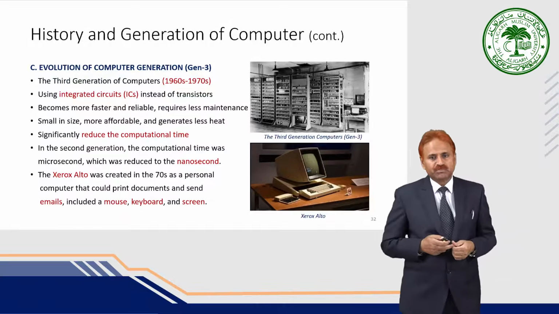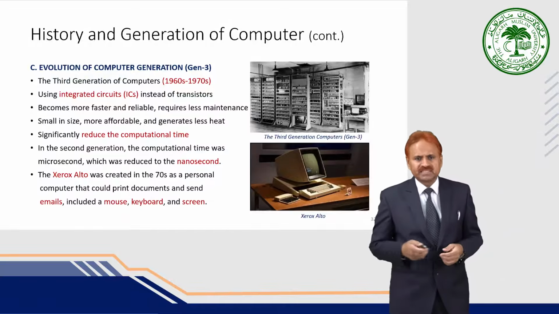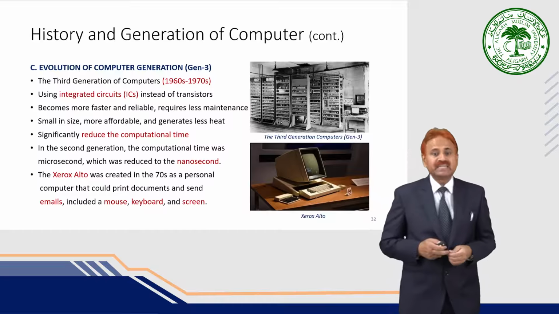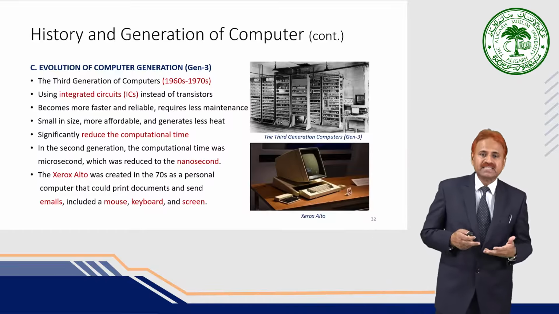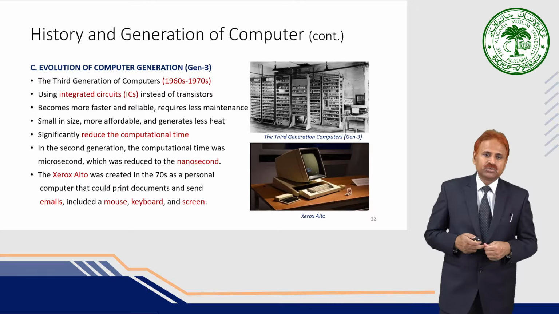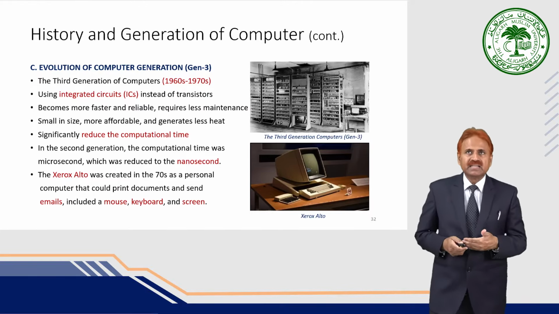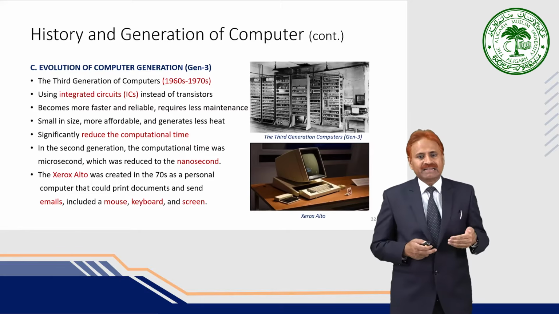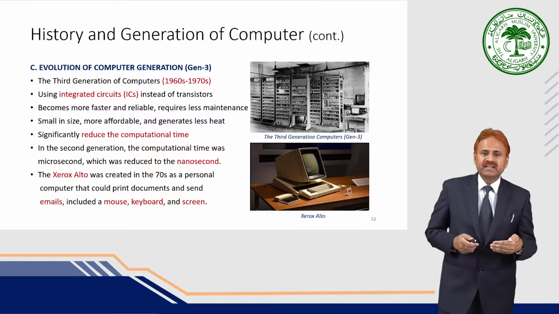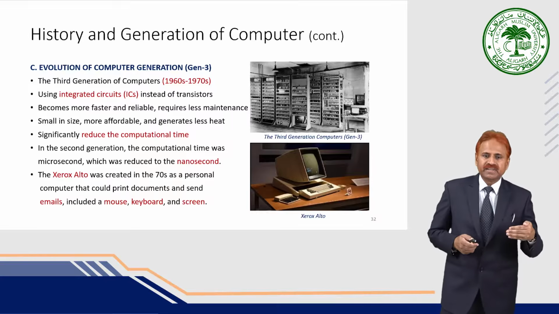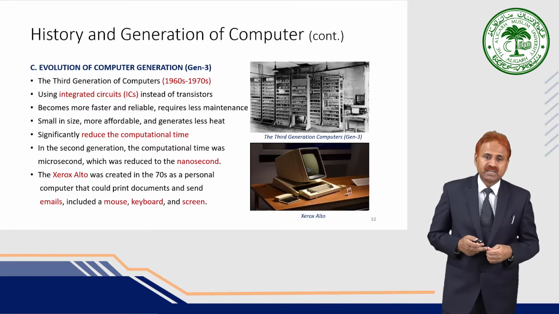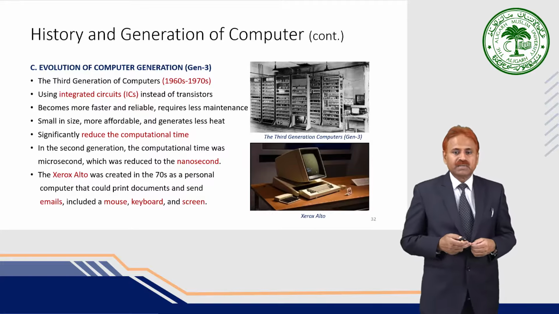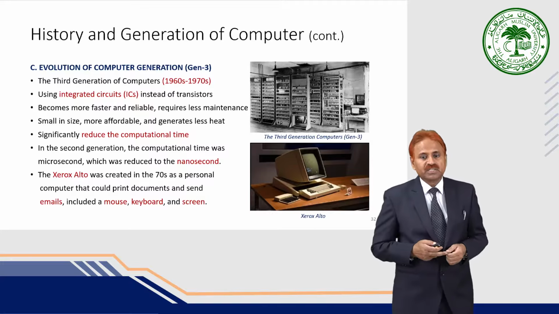The third generation computers, which are from 1960 to 1970s basically, were using integrated circuits, in short ICs, instead of transistors. So they became faster and more reliable, and they required less maintenance. They are smaller in size, more affordable, and generate less heat. They also significantly reduce the computational time. In the second generation, the computational time was in microseconds, which was reduced to nanoseconds in the third generation.